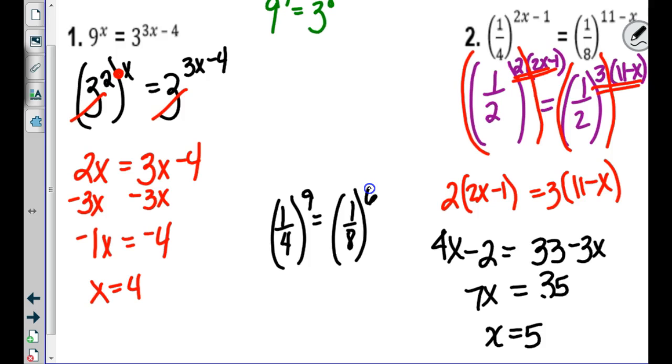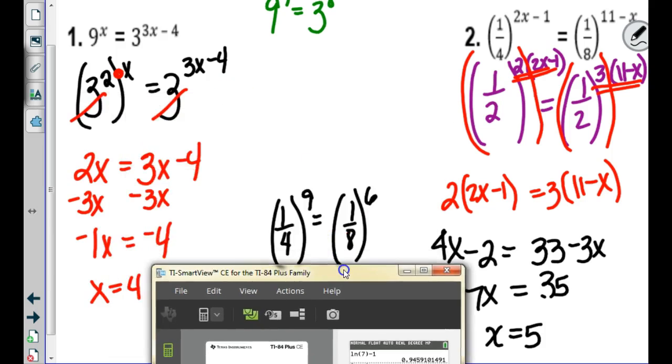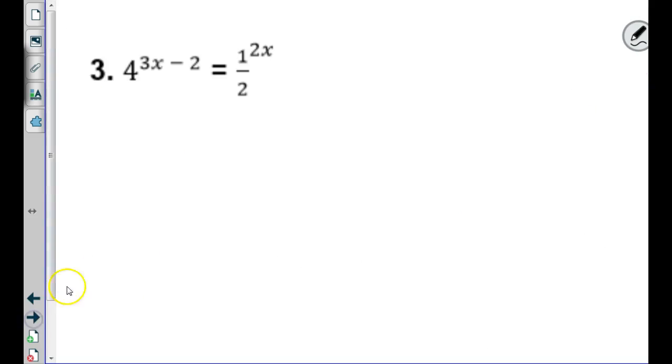Did I do it right when I plugged them back in? Does it work? What did I have, guys? 1/4 to the 9th. Thank you. Okay, they are equivalent. That's all we're doing was checking, but should work. Uh-oh. One more of these.